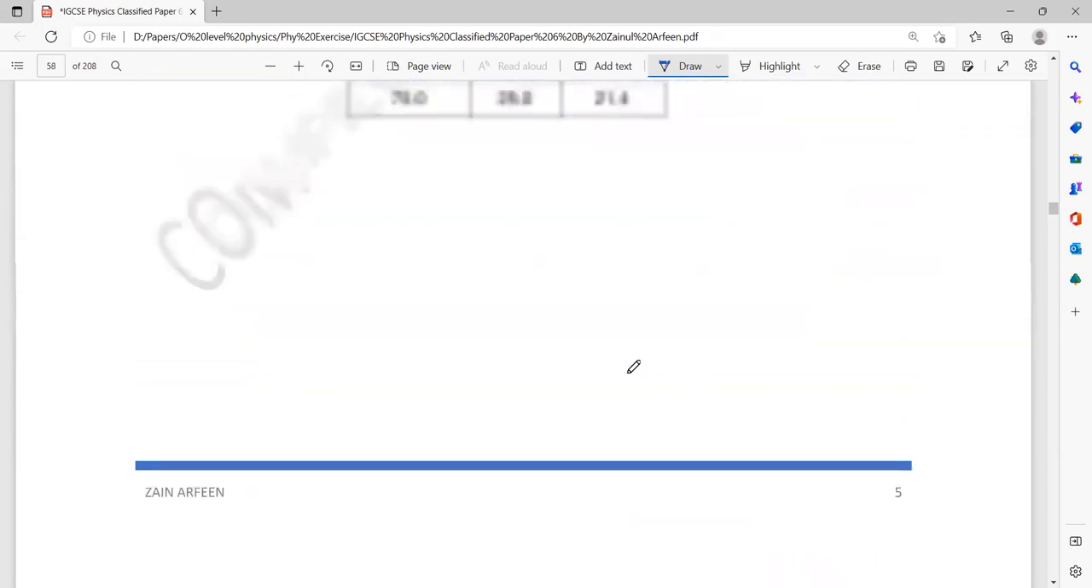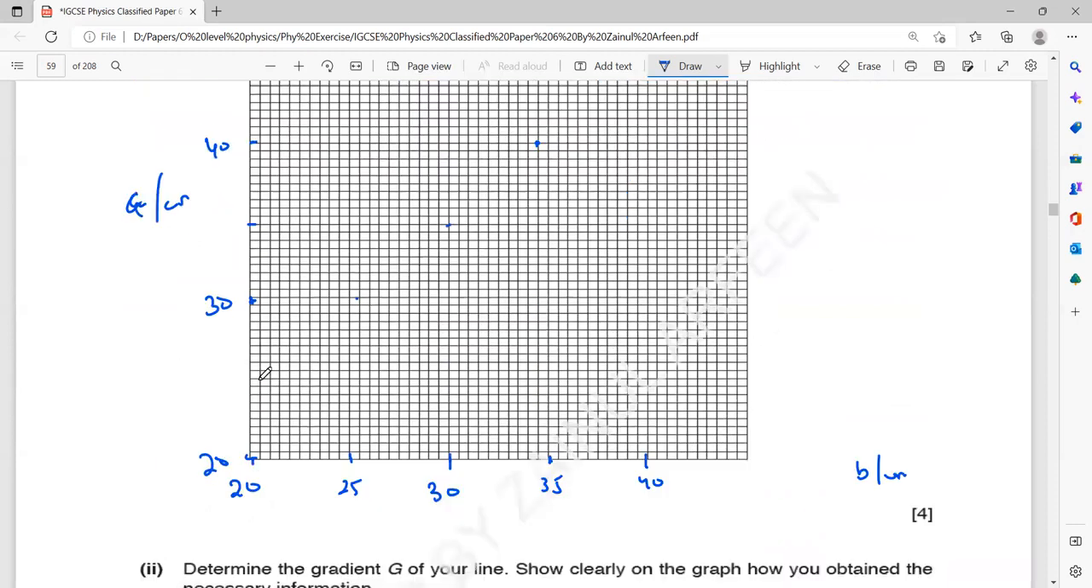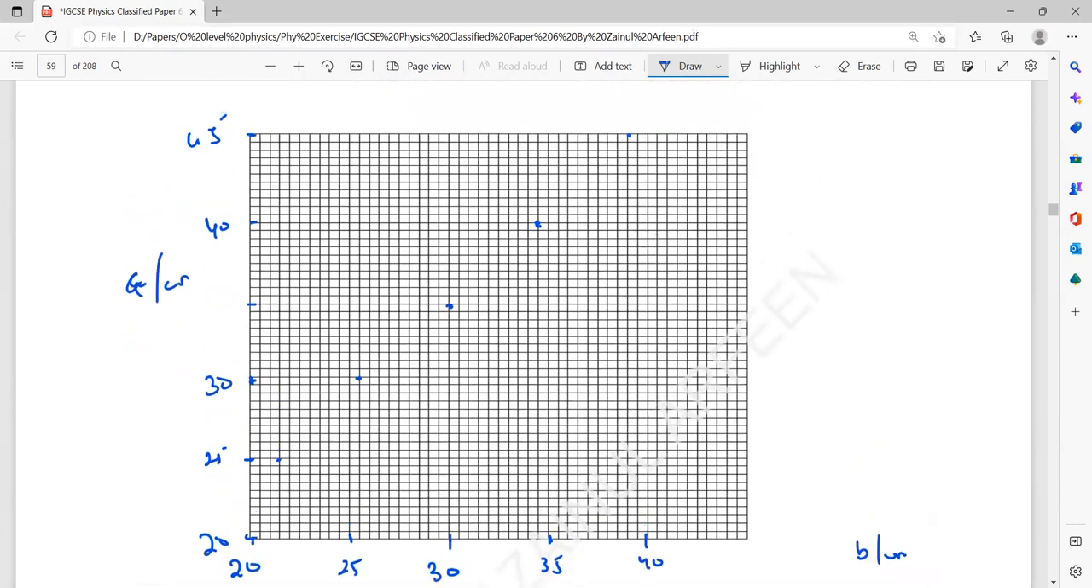And then the last one is 25 and 21.4. So these are the points. Maybe my point one, due to the screen, may have some error, but it will be the same pattern.